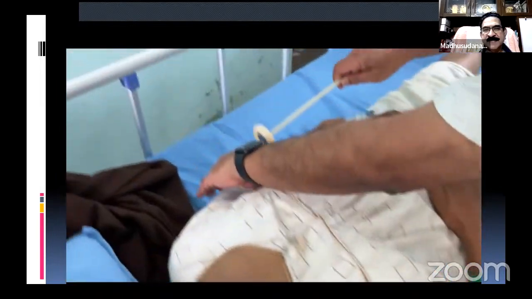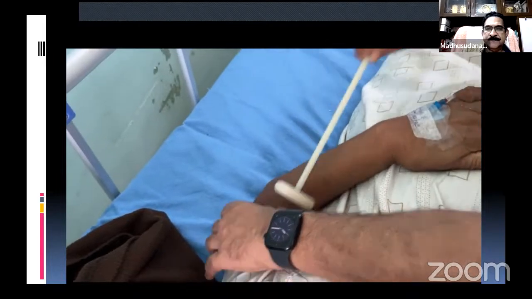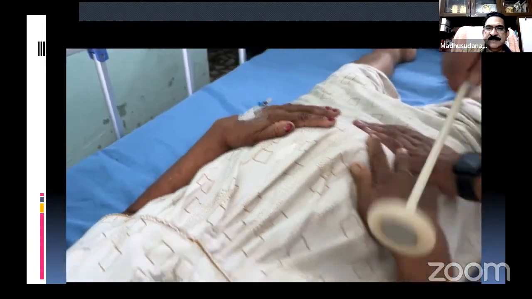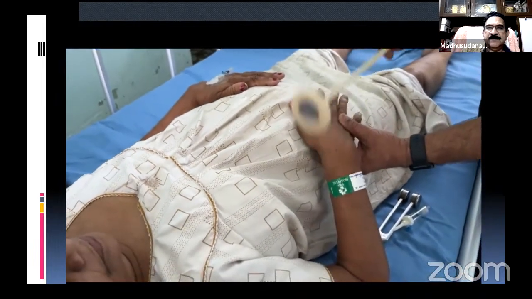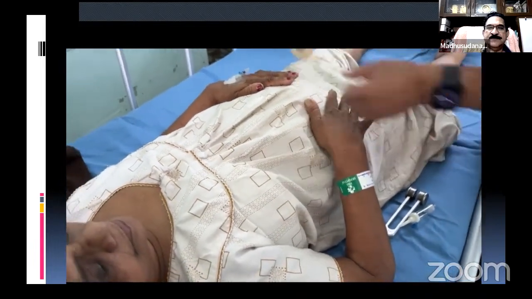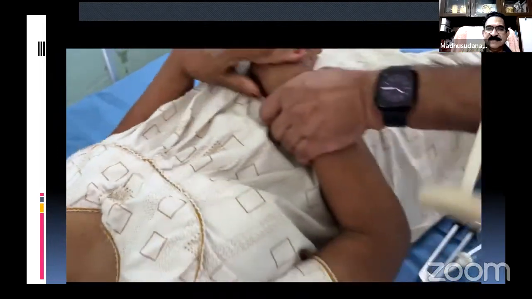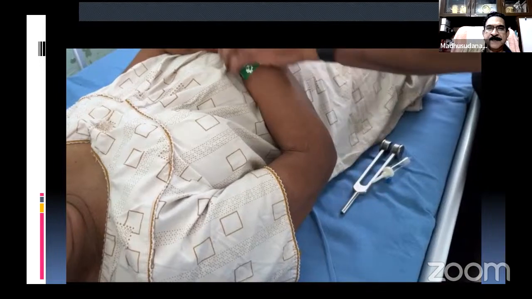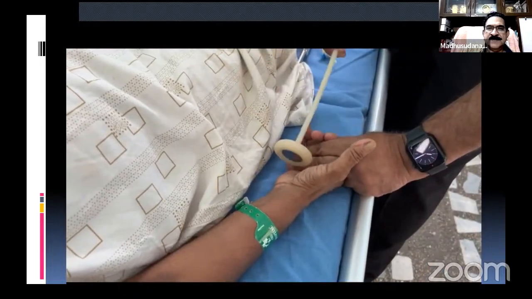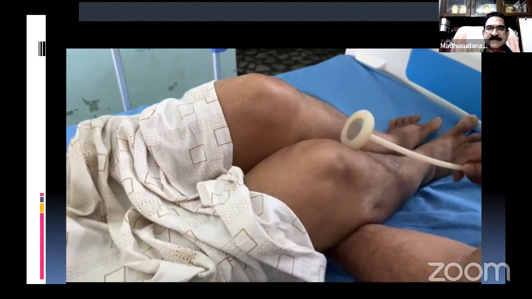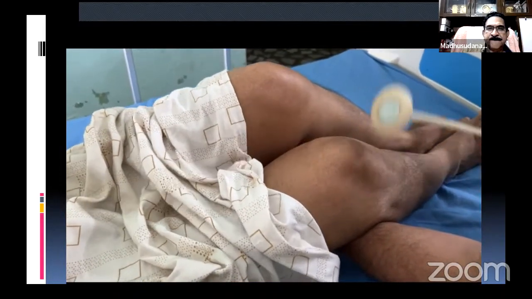Reflexes, upper limb reflexes: biceps normally elicited. Slightly brisk supinator. You can see the finger flexion coming now. See, the finger flexors are coming with supinator testing. Triceps was normally elicited. Finger flexion was brisk. Knee jerk was also brisk.